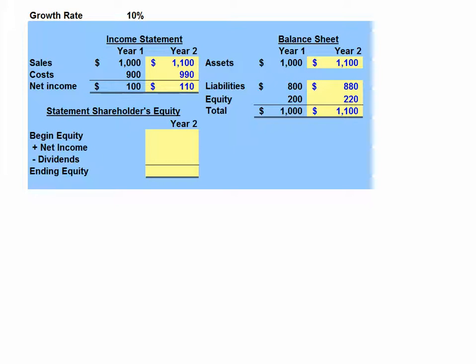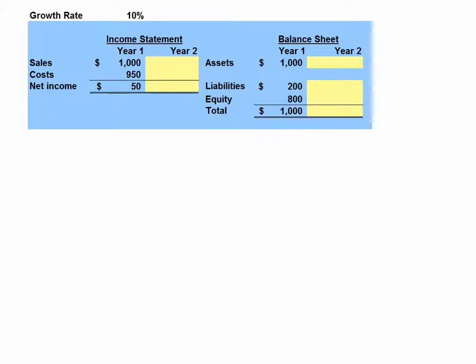Hopefully you remember that there's a link between our income statement and our balance sheet through our statement of retained earnings or our statement of shareholders' equity. Let's go ahead and take a look at that for year two. Recall our beginning equity is $200 and that's our year one ending balance. According to our balance sheet, our year two ending equity balance is $220. Since our net income was $110, the only way our income statement and balance sheet fit together is if our dividends, which would be our plug in this case, would be $90. This is the only way our income statement and our balance sheet tie together through the statement of shareholders' equity.